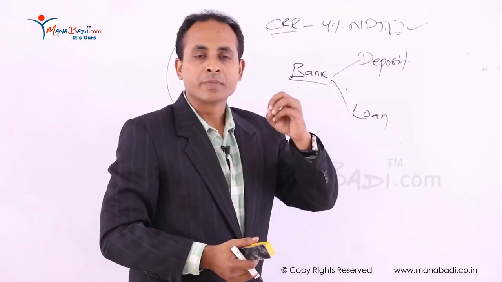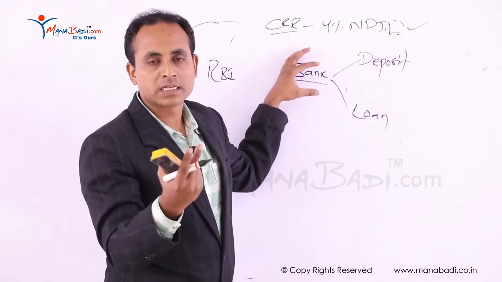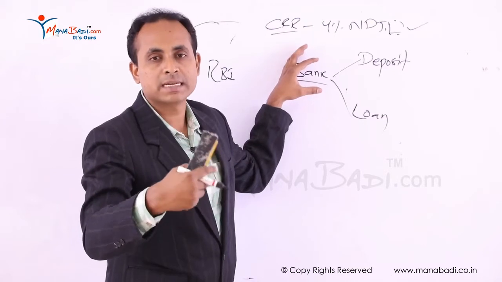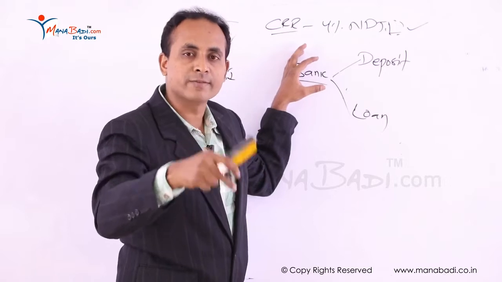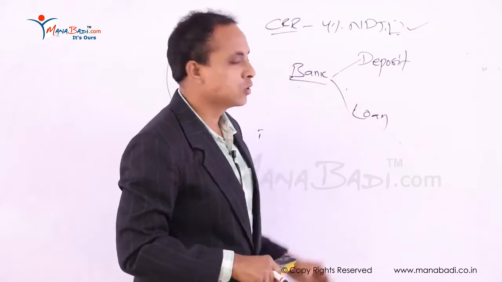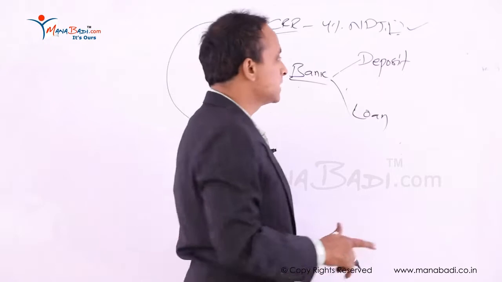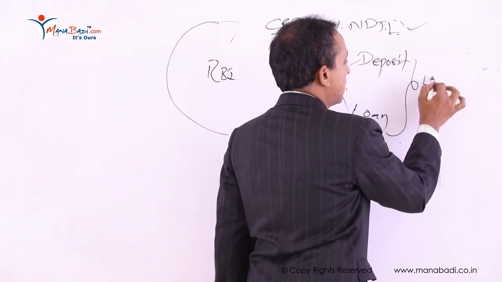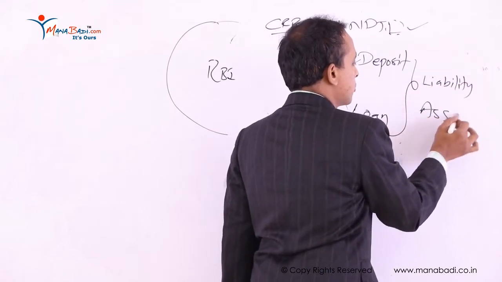It is like the functioning of a heart. For the functioning of a human heart, two important components are there: systole and diastole, which we call lub and dub. The way systole and diastole are instrumental for the human heart, similarly deposits and loans are vital instruments for a bank's functioning. With respect to these deposits and loans, we have two components: one is the liability component, and another is the asset component.